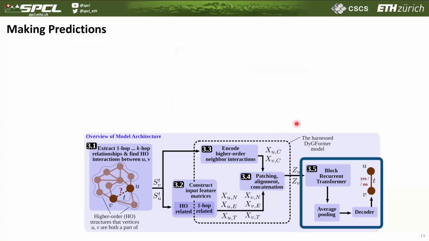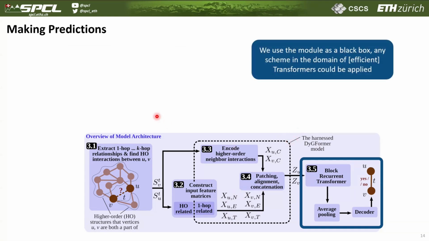then feeding to the final part, which is the transformer, right? So now we have some concatenation of all these matrices that in some way encodes all of these past interactions and all of these higher order structures that we extracted from this history. Now we feed this to the transformer.